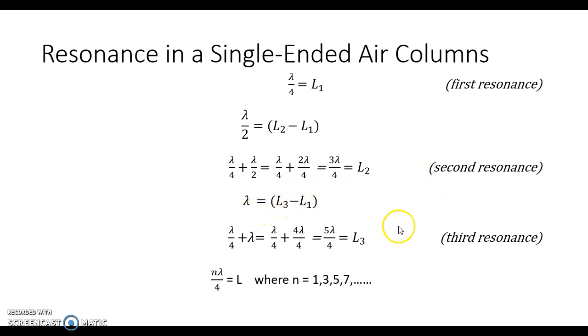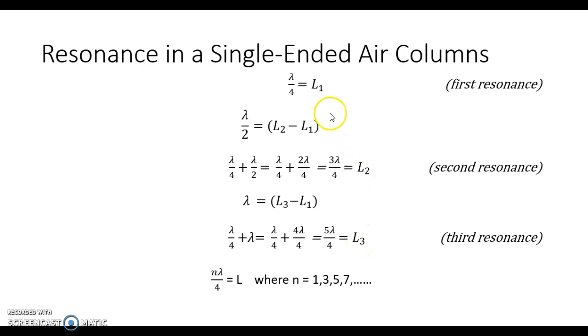Now for the third resonance, remember we had an entire wavelength, and that entire wavelength is represented by lambda plus the quarter from L1. So that's lambda divided by 4 plus the full wavelength. We add those two together with common denominators, and we end up with 5/4 lambda for the location where L3 would be.